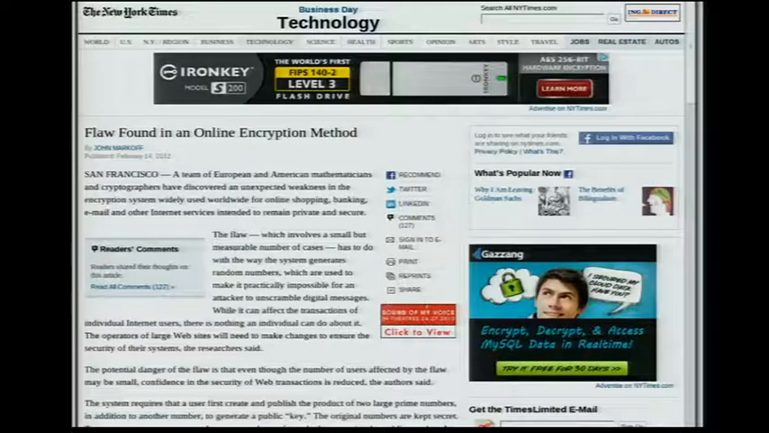So there's the New York Times article, "Flaw Found in an Online Encryption Method." I also like the advertising on the side here, like IronKey on the top and then "Encrypt, decrypt, and access MySQL data in real time. Try it free for 30 days. I secured my cloud data." Have you? Awesome advertising there.